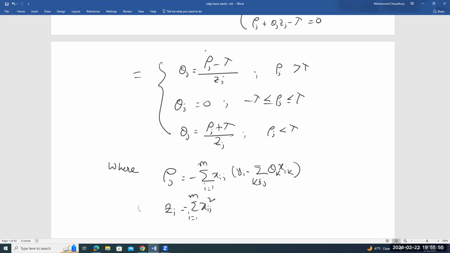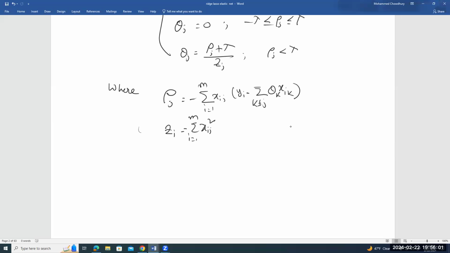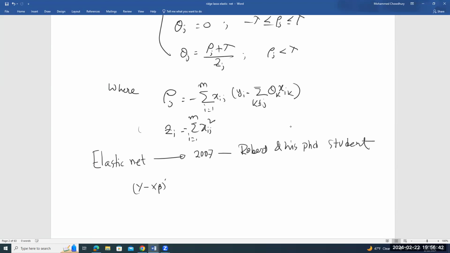Now, what is elastic net? Any question? So, what is elastic net? Again, it was developed in 2007 by the same Robert Tibshirani and his PhD student. What they have done is this: y i minus x beta. Okay? This is just the simple or multiple linear regression.